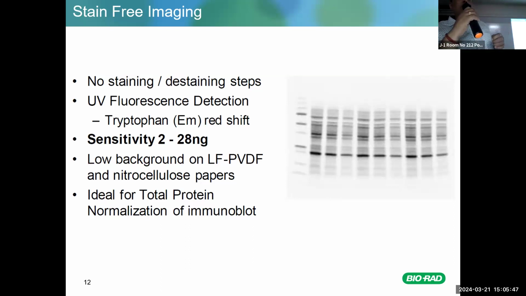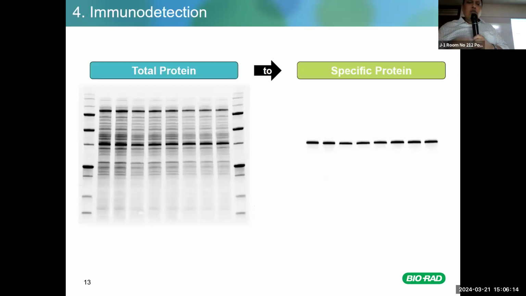Suppose you want to use this stain-free technology for normalization purposes. Then you just have to take a picture of the gel, and that picture you can use for normalization. There is no need for detecting an additional housekeeping protein, because you have total lane intensity for each lane, and that intensity can be used for normalization. We will explain that in further slides in more detail. So how does it work?